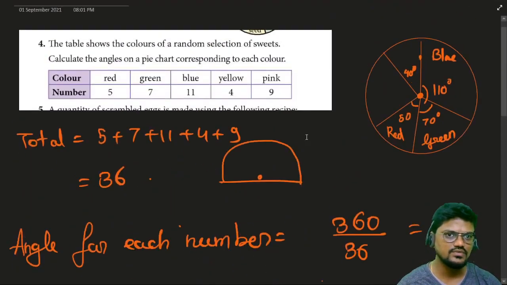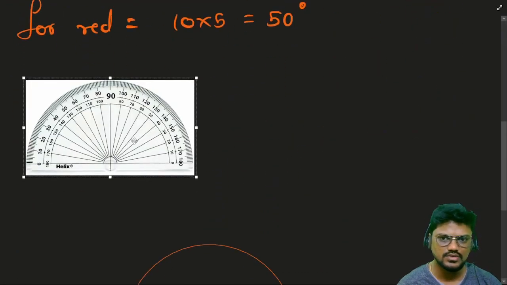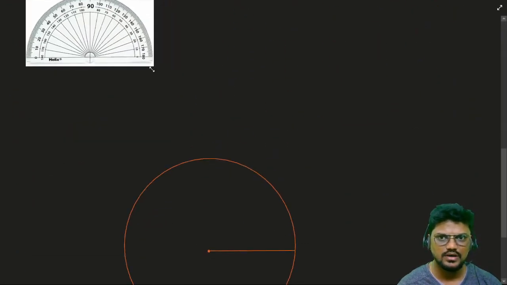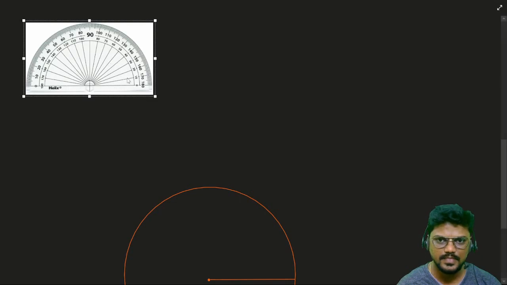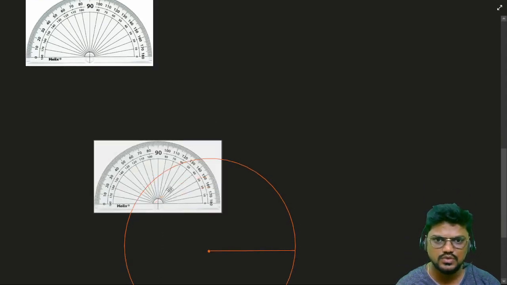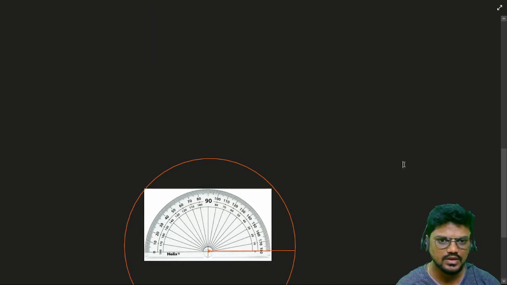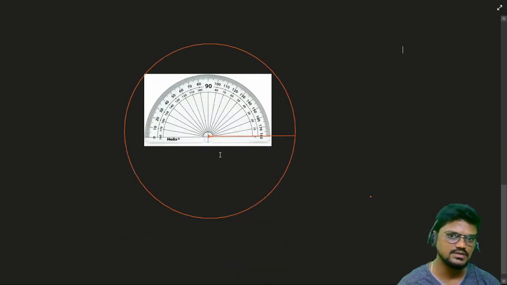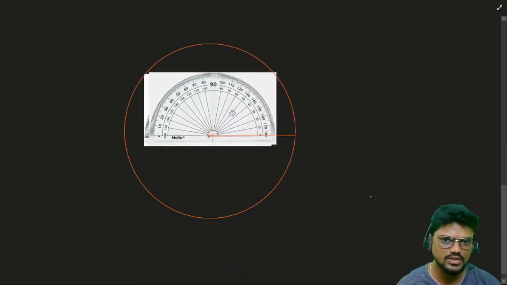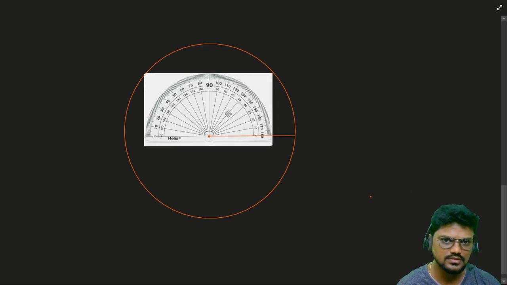Now what I will do, I will take this D, and my first angle is 50 degree. So I'll take this D, 50, and keep it on the line like this.